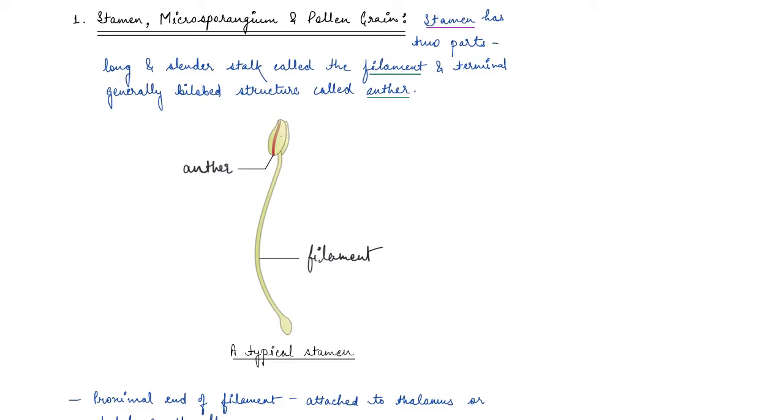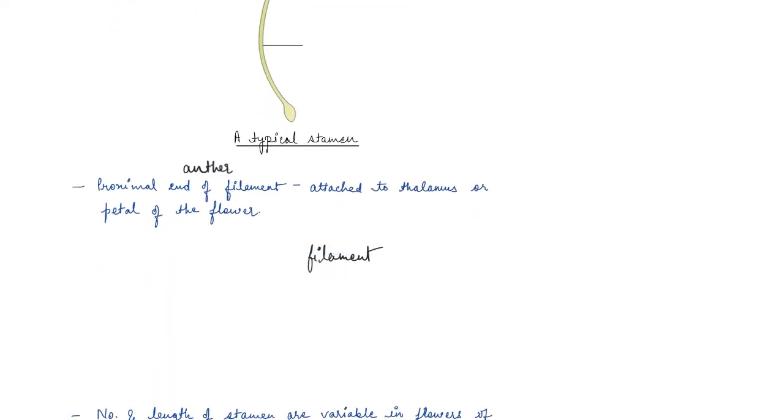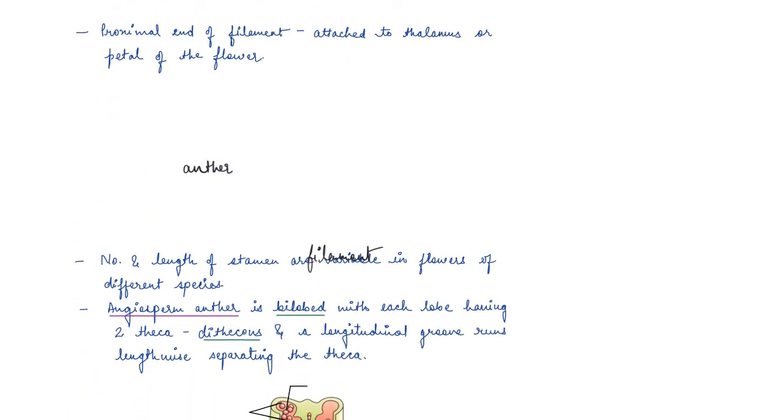So basically, if you talk about a typical angiosperm anther, then we see that it is bilobed. It is what? It is bilobed. What does this mean exactly?